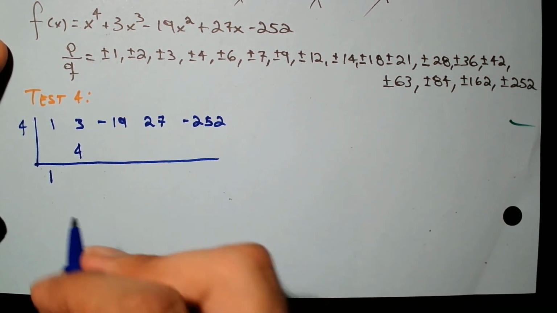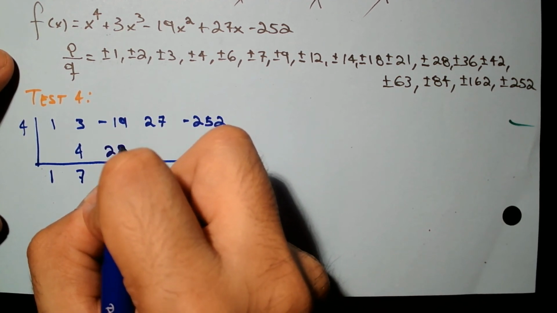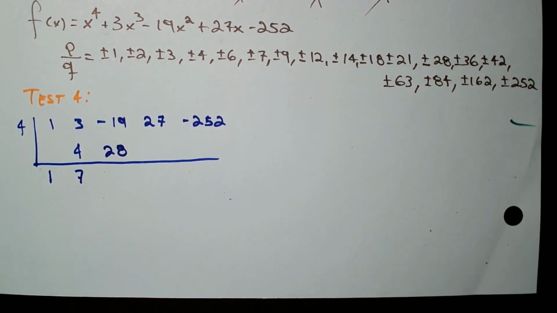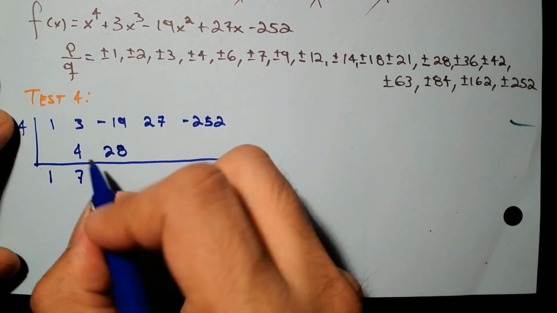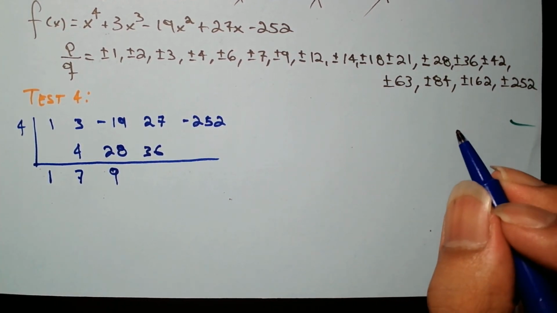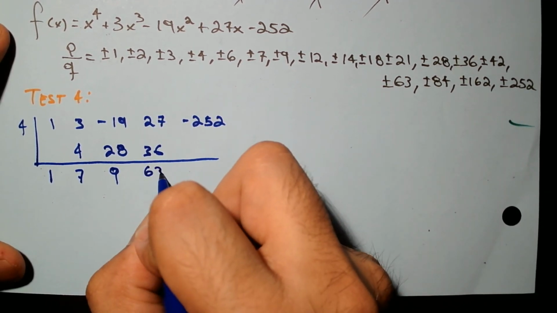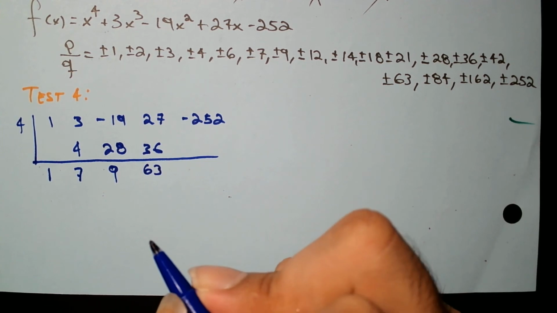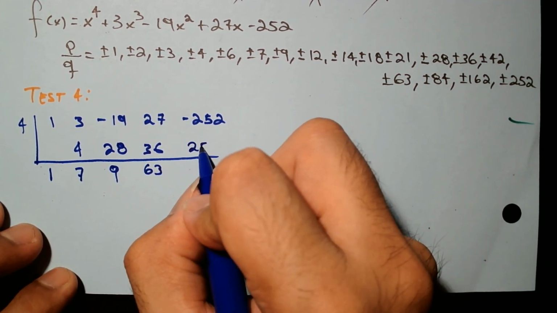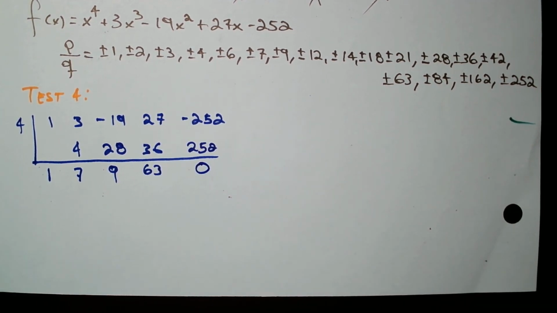That's 7. 7 times 4 is 28. 28 minus 19, let me use the calculator, that's a 9. 9 times 4 is 36. 36 plus 27, I get 63. And then 63 times 4, I get 252, which in this case gives 0, which is nice, which is what we would expect.